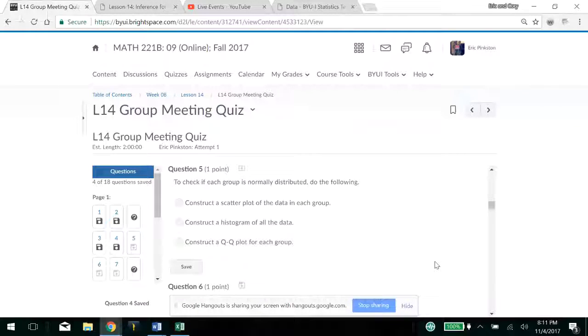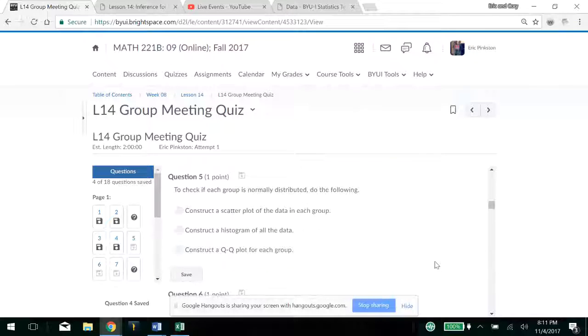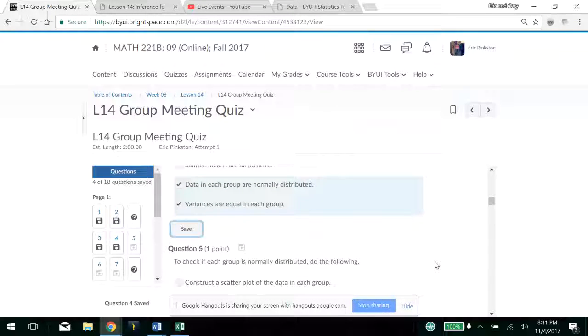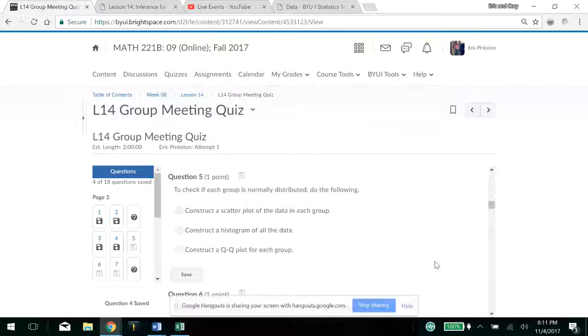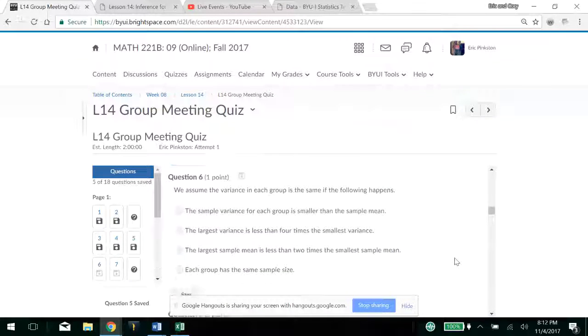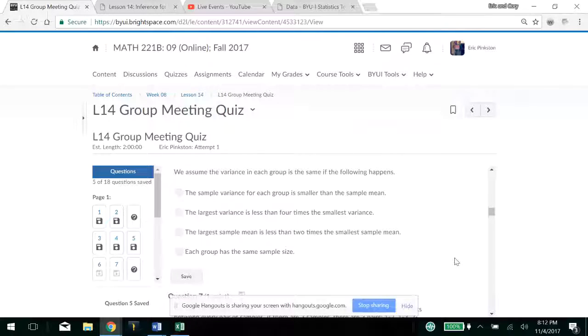To check if each group is normally distributed, do the following. So it was just the data in each group and variance, or all three? Yeah, just the bottom two. Construct a scatter plot of the data in each group? No. Construct a QQ plot. That's what decides what's normal or not, if it's a relatively straight line.